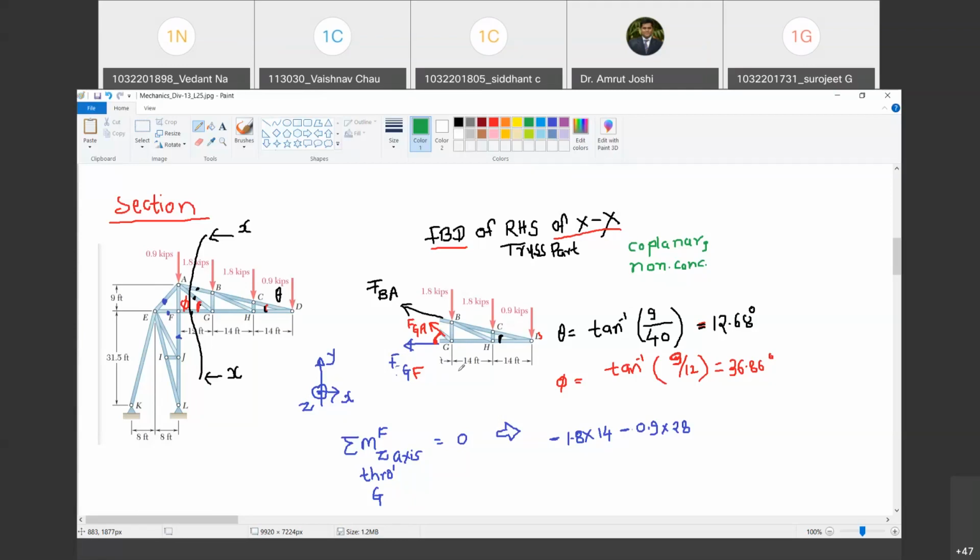Which equation of equilibrium? If I use summation Fx, it will involve the horizontal component of FBA, the horizontal component of FGA, and FGF itself. Do you agree with me? Yes, sir. If I use summation Fy equal to 0, it will involve the vertical component of FBA and FGA. So these two equations do not give me the assurance of getting any of the unknowns just by use of them. Are you with me? Yes, sir.